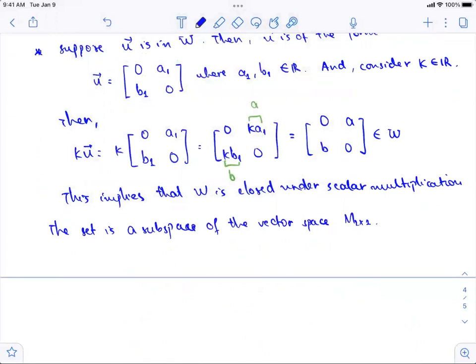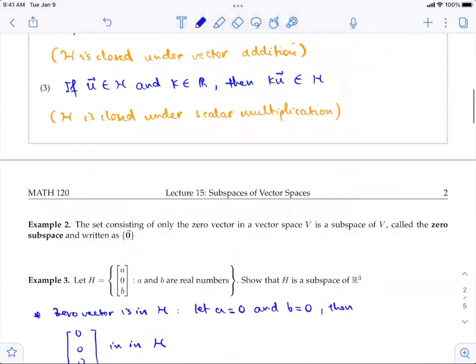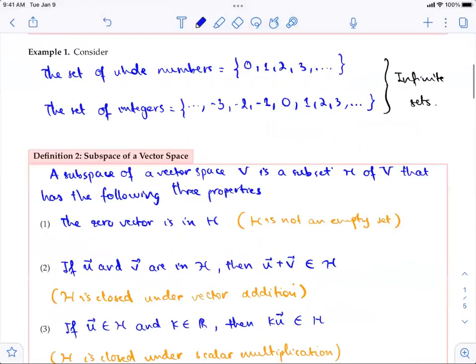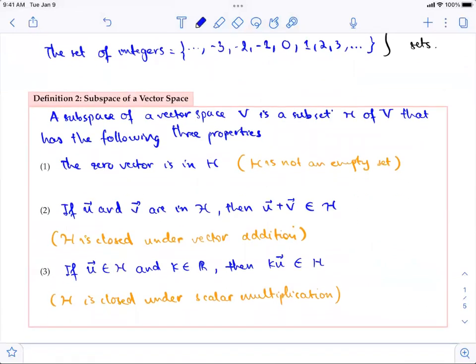All right. So that's it for me. In this lecture, we looked at the concept of a subspace of a vector space. To ensure a set is a subspace of a vector space, we need to check three conditions: that the 0 vector is in the set, the set is closed under vector addition, and the set is closed under scalar multiplication.